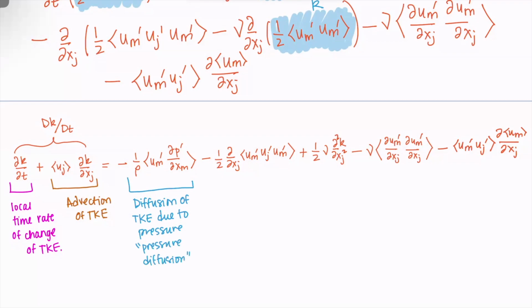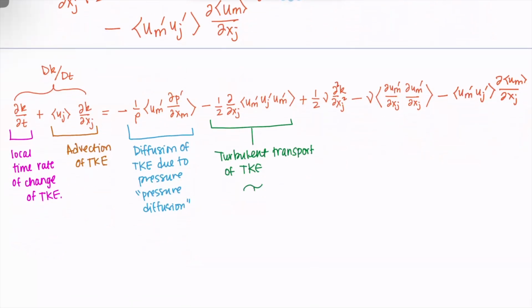Okay. This next term with the triple prime in it is our turbulent transport of TKE. Sometimes this is given a scripty T symbol, occasionally. So this is an important term that people tend to talk about a lot. That's why it gets its own special symbol.